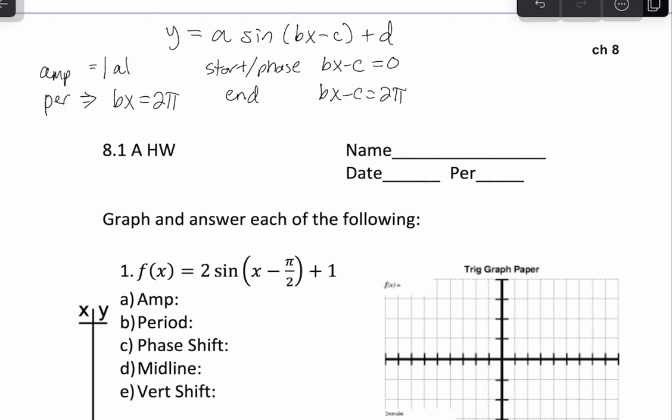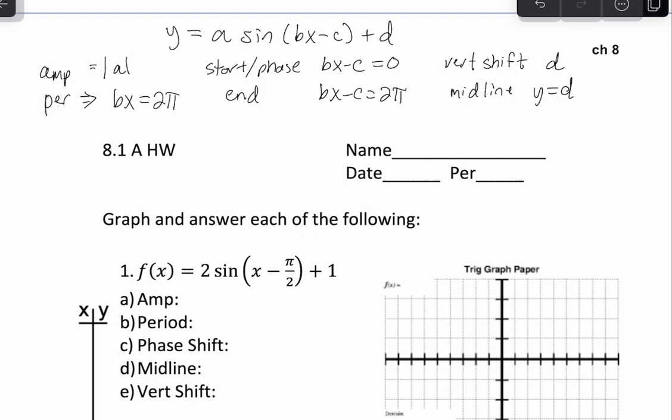And then finally, the vertical shift is just d. The midline is just y equals d. So those are the main things that you want to know. If you know the facts that you see there, those same exact facts are going to work when we get to do a cosine.